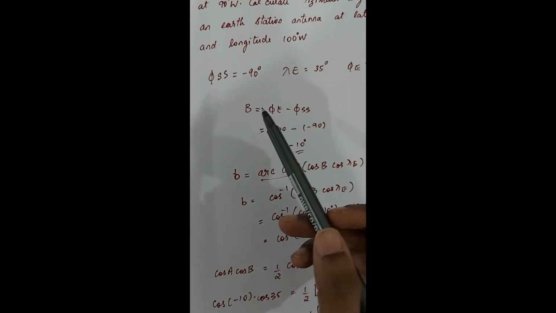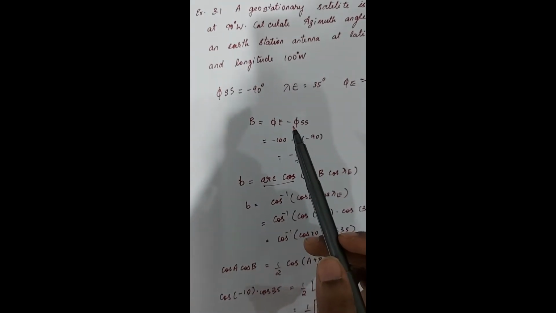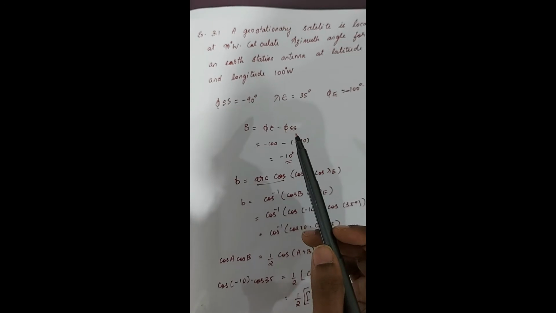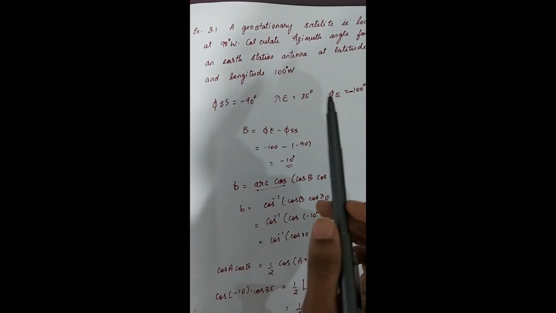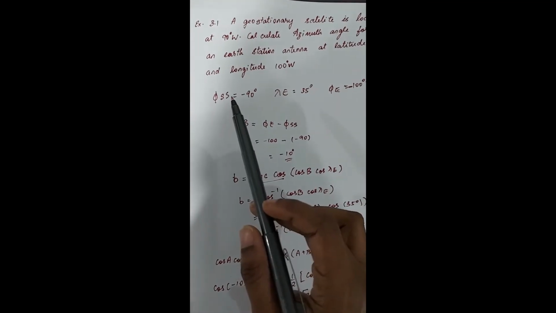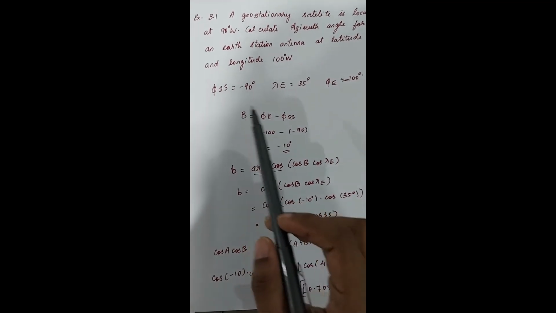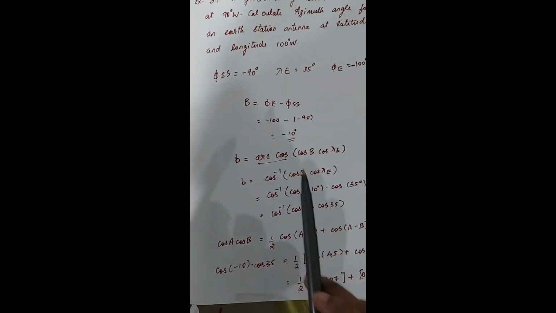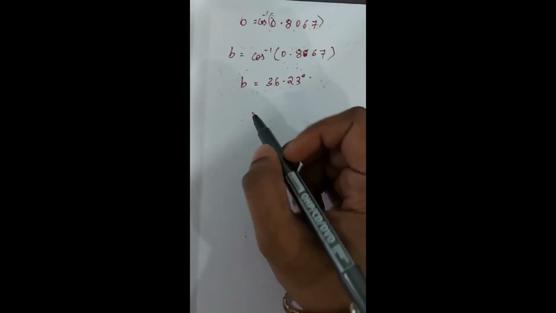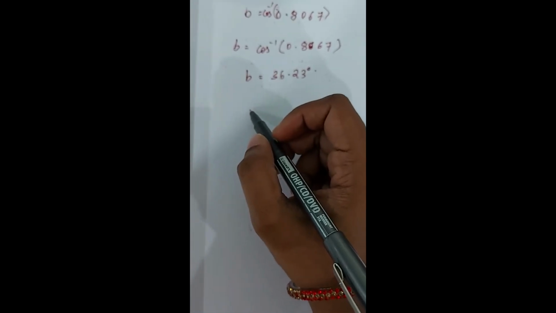So capital B we already got by considering our values of latitude and longitude, the latitude value and the two longitude values of the sub-satellite point and the earth station. We got the value of capital B. We also got the value of small b. Now to find the azimuth angle, we have to find out the value of capital A, and by referring to the table we can find out the value of the azimuth angle.